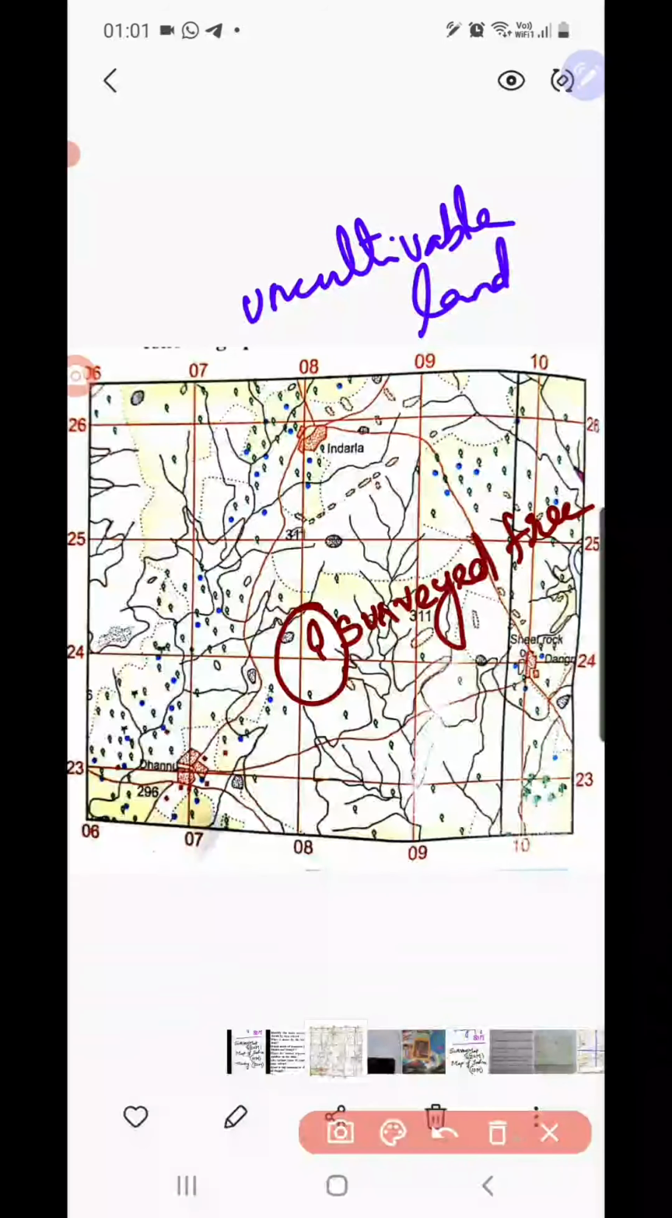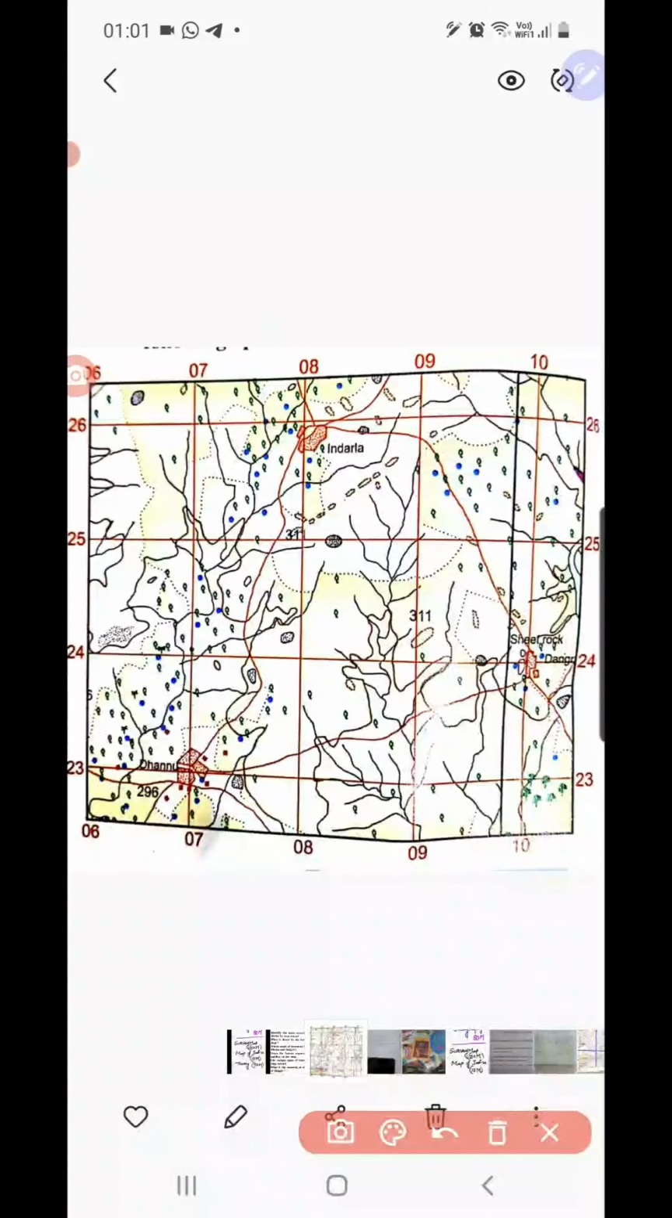So the type of trees found in this map extract are palm trees. Clear? Palm trees. And let us move to the next question.